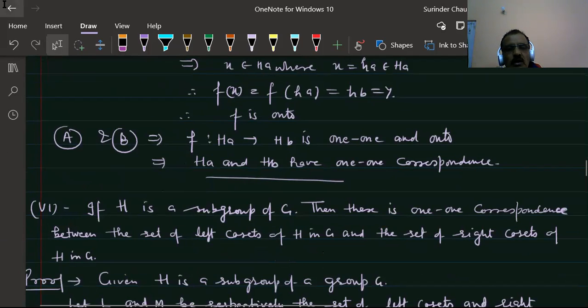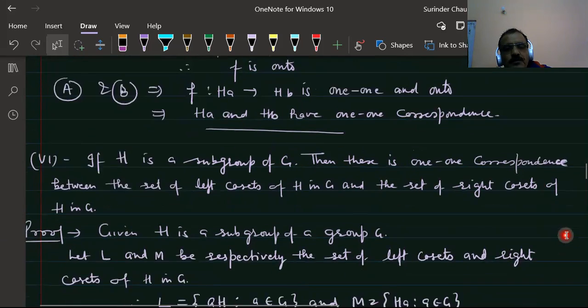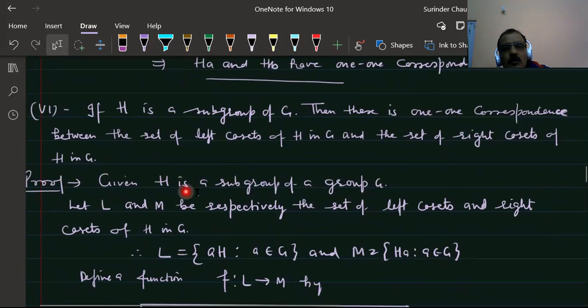Now the sixth property: if H is a subgroup of G, then there is a one-one correspondence between the set of left cosets of H in G and the set of right cosets of H in G. So, given H is a subgroup of G, let L and M be respectively the set of left cosets and right cosets of H in G. Therefore L is equal to aH such that a belongs to G, and M is equal to Ha such that a belongs to G.